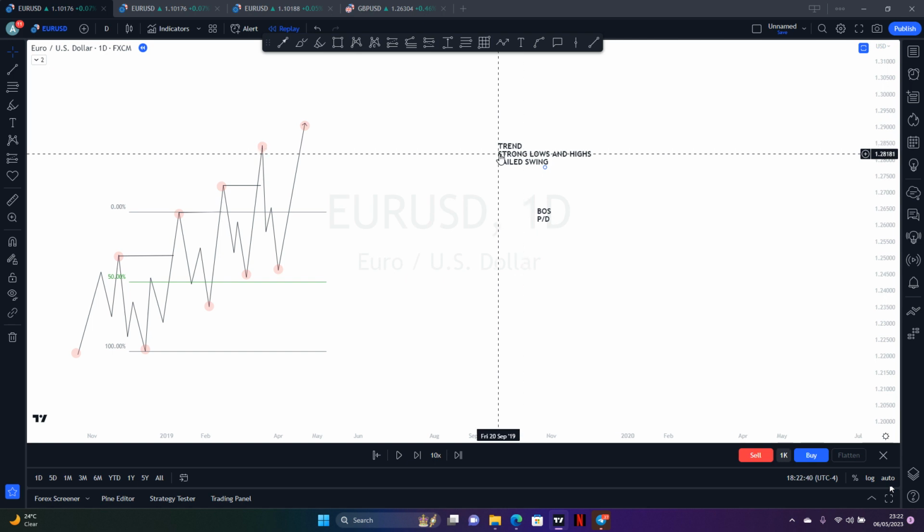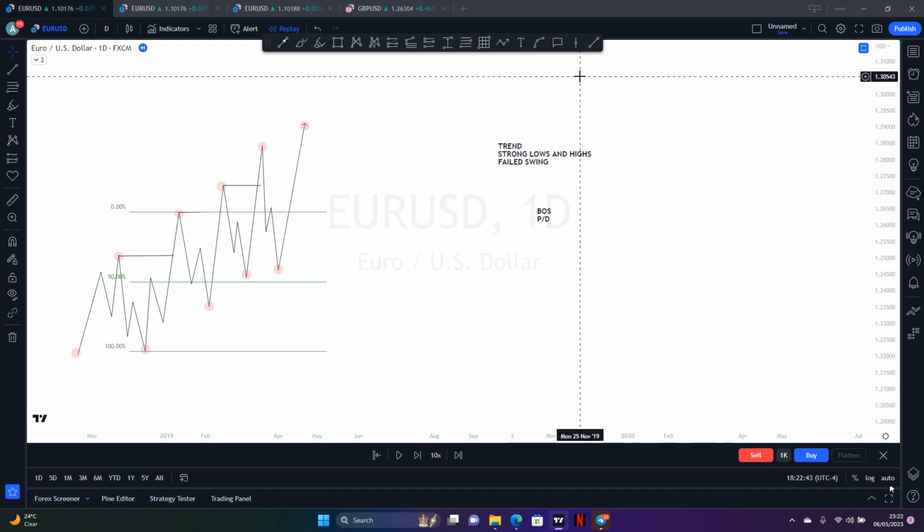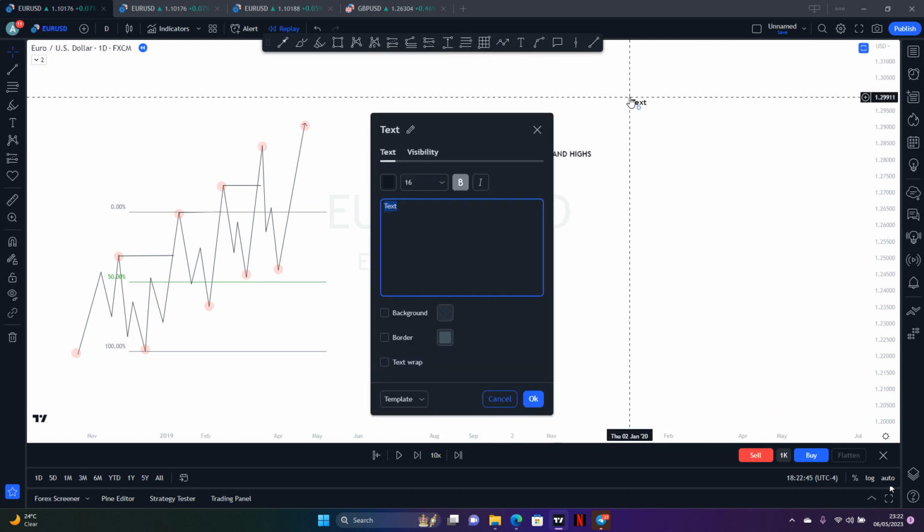But then, how do we now identify a strong high and a strong low? This is the rule. A strong high or low is a high or low that caused manipulation and produced a break of structure.